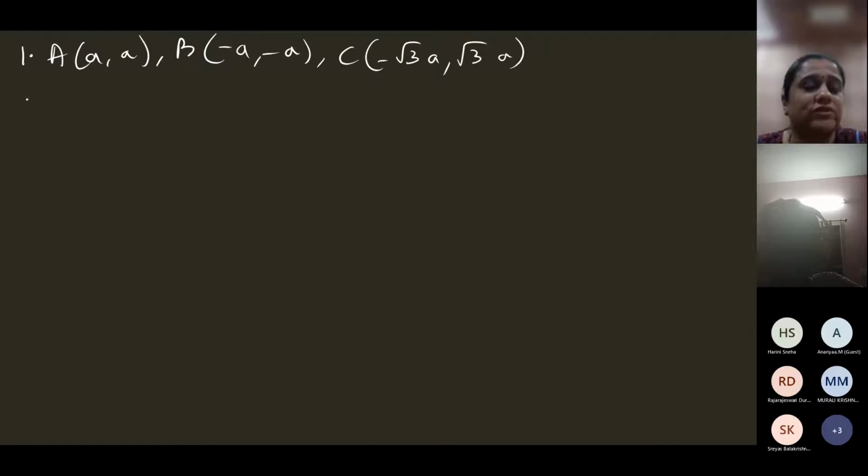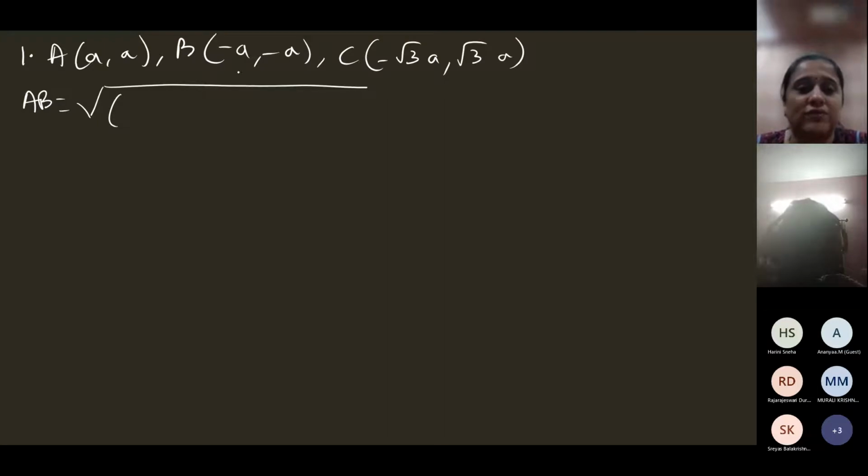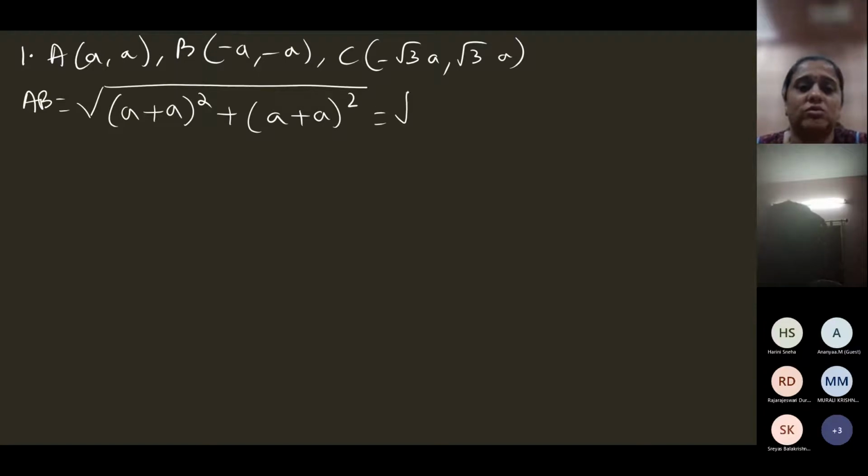So we need to first find AB, square root of the difference between the x coordinates. X coordinates are A and minus A. The difference between them, A minus minus A, whole square, plus the difference between the y coordinates. A and minus A are the y coordinates. Difference A minus minus A, the whole square. So that's equal to root of A plus A is 2A, 2A the whole square plus 2A the whole square.